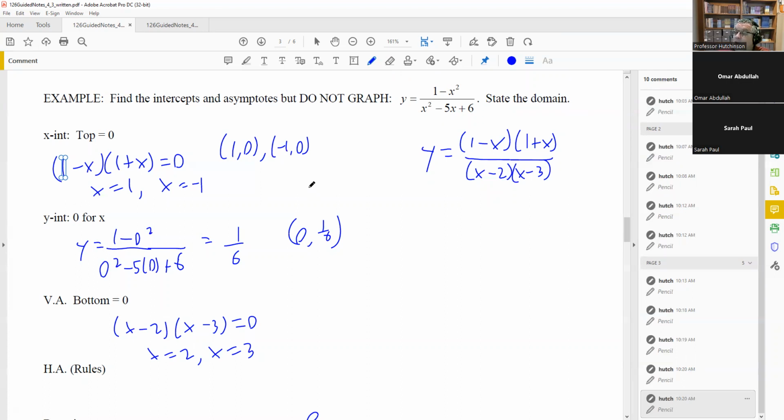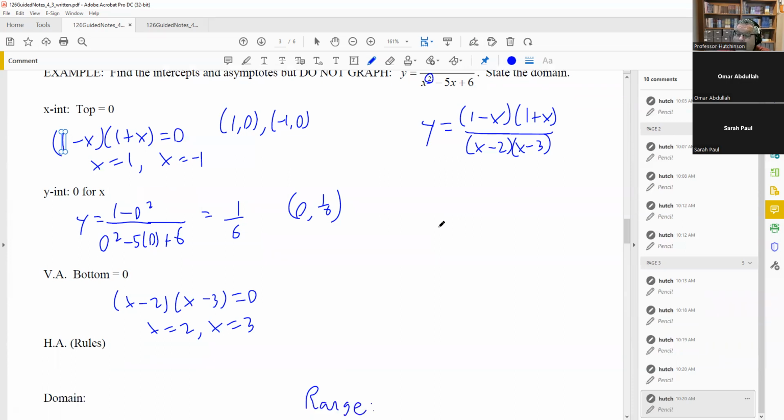Now in this case, we see the highest power on top is a 2, and the highest power on the bottom is also a 2. So this is another case of using rule number 2, where n equals m. So you're doing a of n over b of m.